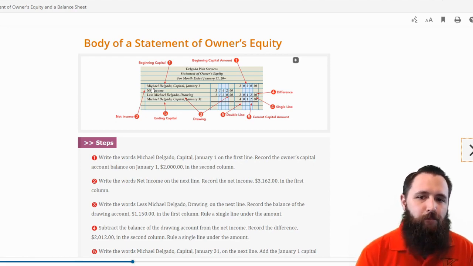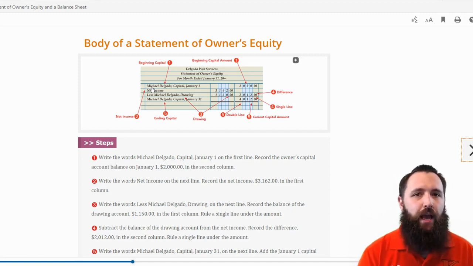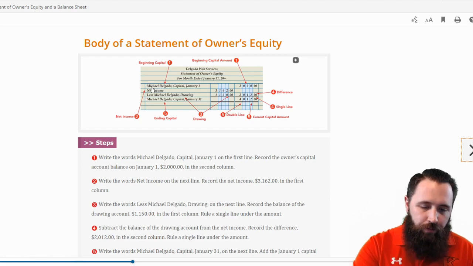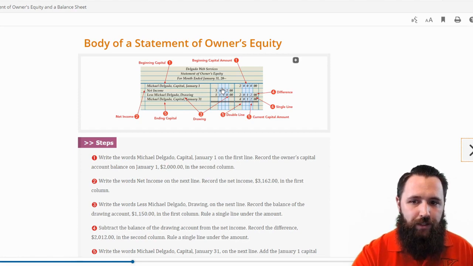What we're going to actually list is beginning capital. So here it says Michael Delgado capital, but then we're going to put the beginning of the month, whatever month that is, because this is the capital that we had on file on the first day of the month. Okay, on the first day of the month. Once we record that, we can record it on the second column there.